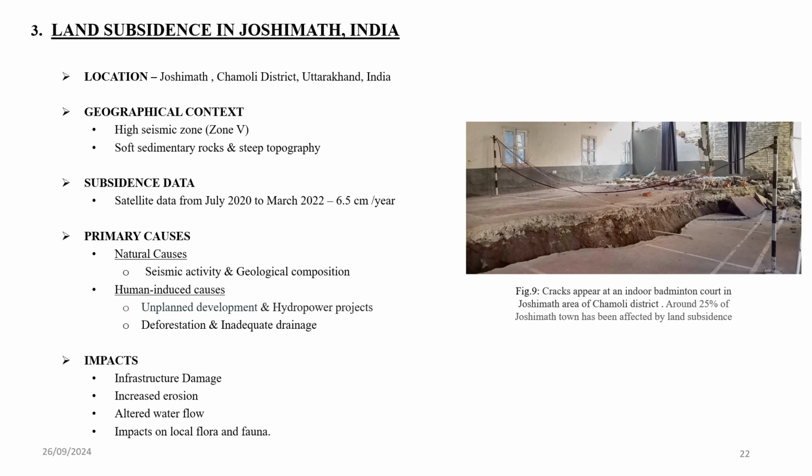Natural causes include seismic activities and geological composition, whereas human induced causes include unplanned development, hydraulic projects, deforestation and inadequate drainage. The various impacts were infrastructure damage, increased erosion, altered water flow and impact on local flora and fauna. Here is a picture that represents the crack that appeared at an indoor badminton court in Joshimath area of Chamoli district. About 25% of the Joshimath town has been affected by land subsidence.